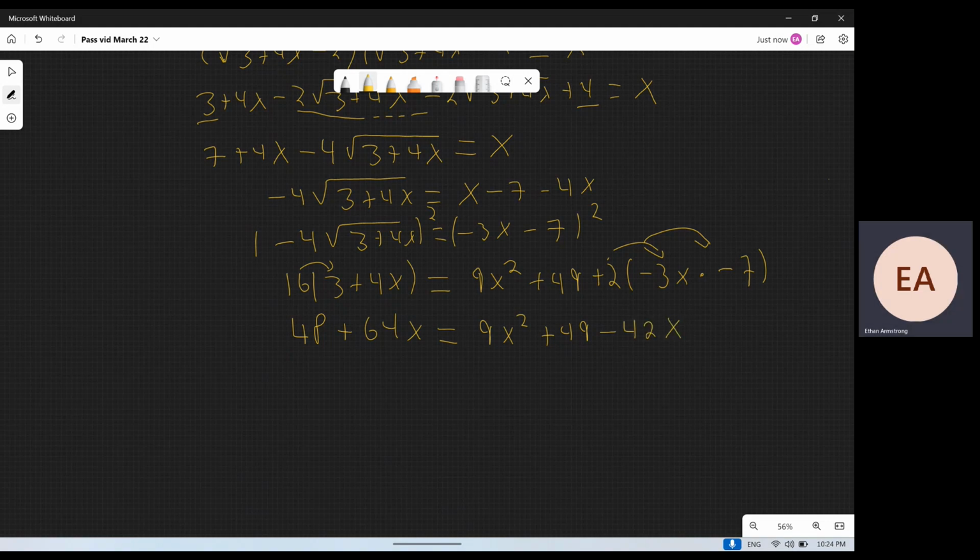And now we want to set this equal to 0 so that we can solve it. So I think the easiest way to do that would be to subtract the 48 and the 64x. So we have 0 equals 9x squared. 49 minus 48 would just be 1. I'm just going to reorder that, put this over here.